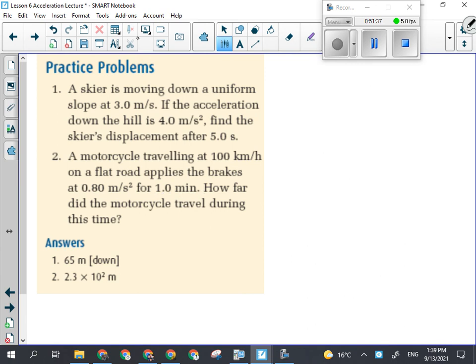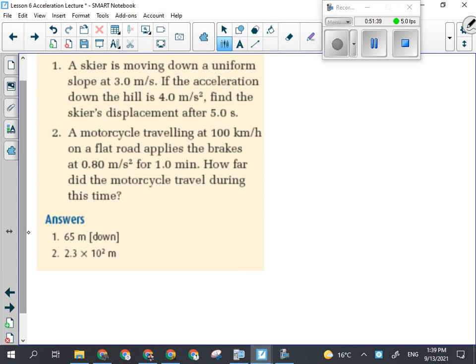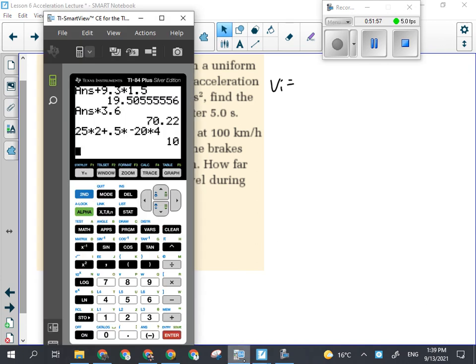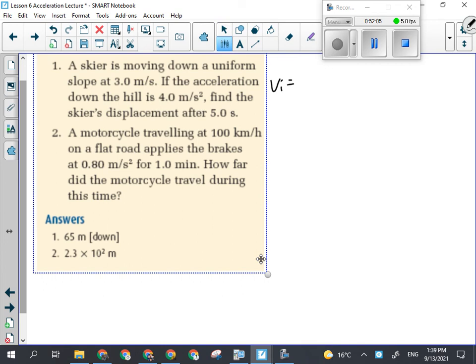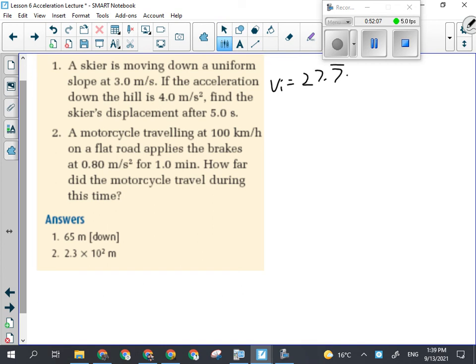All right, for our second one, we got 100 kilometers per hour, and we got time in minutes, and we got acceleration in meters per second squared. What do we have to do with the 100 kilometers per hour? Divide by 3.6. Yep, we have to do that first. So VI is going to be 100 divided by 3.6, which is 27.77 meters per second, and it doesn't tell me which way, so I'm just going to say that's positive.